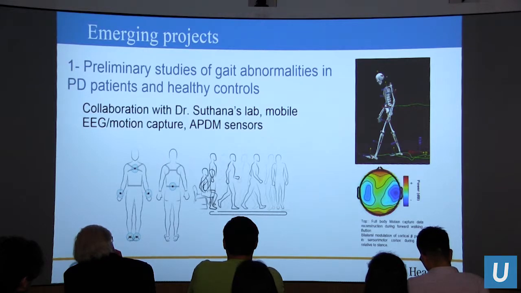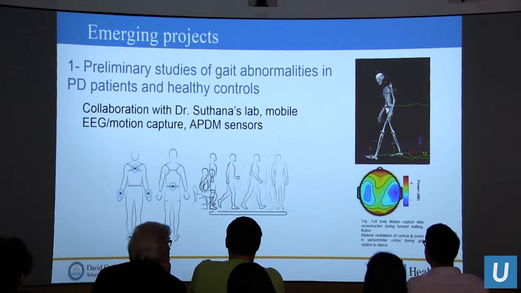The first one is in collaboration with Dr. Susana's lab. We are doing mobile EEG and motion capture, and we're trying to understand what happens during gait in Parkinson's disease patients, especially because they have always some sort of gait disorder. Now we're moving toward easier devices that are comparable to motion capture, and these are APDM motion sensors that basically are wirelessly transmitting movements and signals, while we can also wirelessly transmit brain signals.